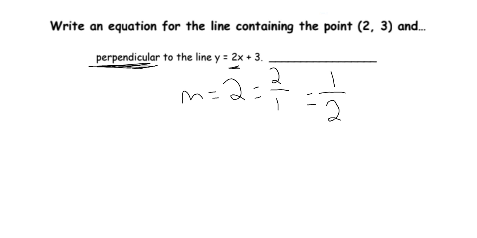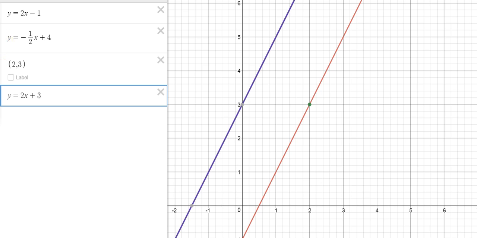And then the last thing I have to do is also make it negative. So I have to find the opposite reciprocal, which means I change the sign and I flip the fraction. So my new slope, or my slope of a line that is perpendicular, is going to be negative 1 over 2. And if we just check that on Desmos real quick, we can see here that blue line is definitely perpendicular with both of those lines. It is meeting at a 90-degree angle. So we know that we're on to the right track.